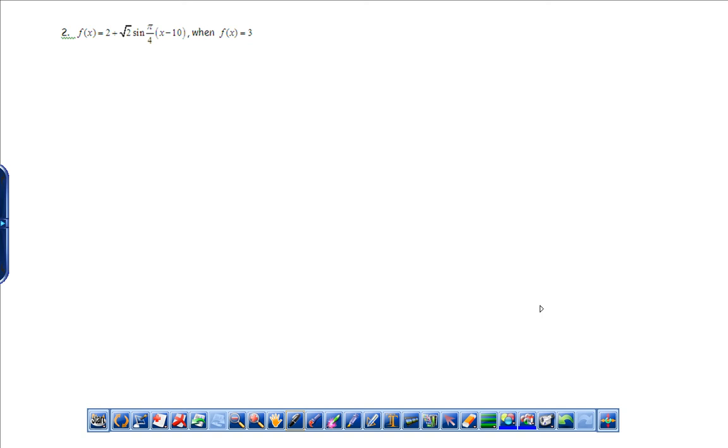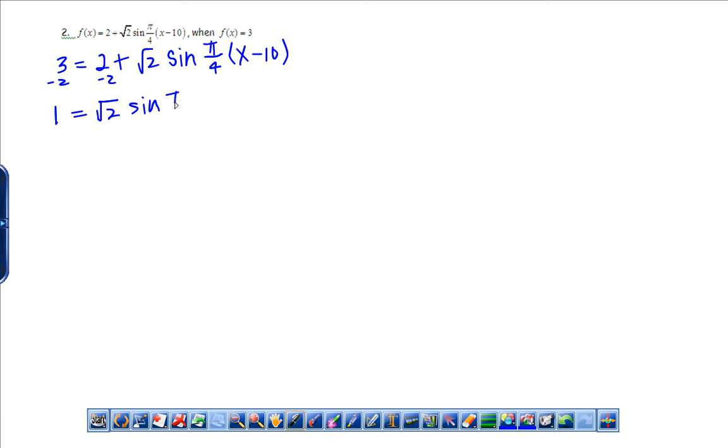Okay, same process when f of x equals 3. So I'm going to say 3 equals 2 plus root 2 sine pi over 4 x minus 10. And I'm going to solve this algebraically. So what I would do, and if you can combine steps, go ahead. I'm going to subtract 2 from both sides. That gives me a 1 equals root 2 sine of pi over 4 x minus 10.